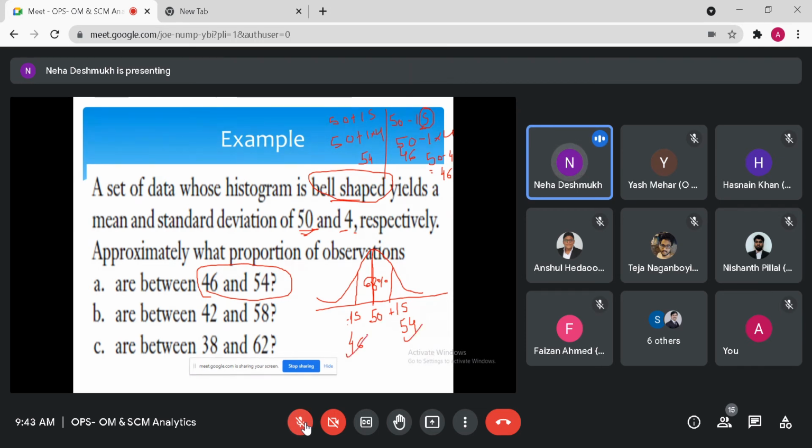So this is the range of 1s. What does it mean? It means that I can interpret by the empirical rule 68% of all the observations fall between this range. Is this clear or not? Are you there? What happened? Where is the confusion?